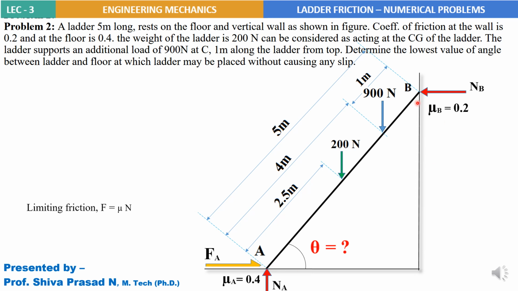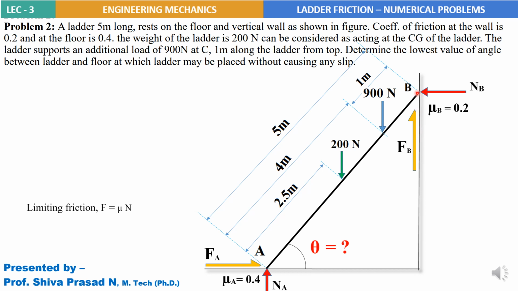Next, at B, what is the direction of friction? So FB would be acting upwards. Why? Because if the ladder point A moves towards the left, then B, the other end of the ladder, has to come down.